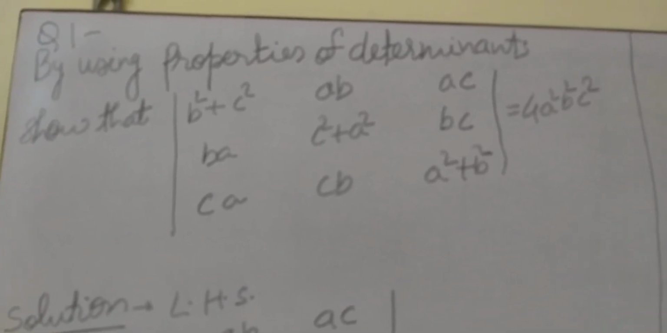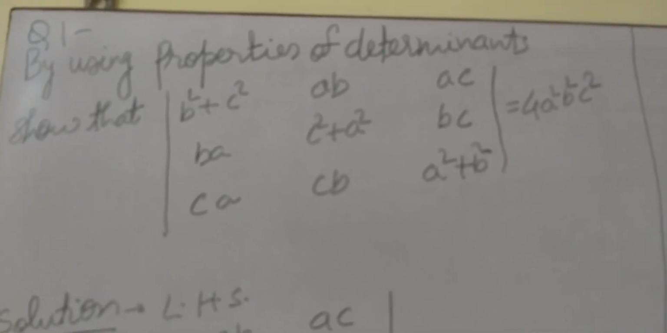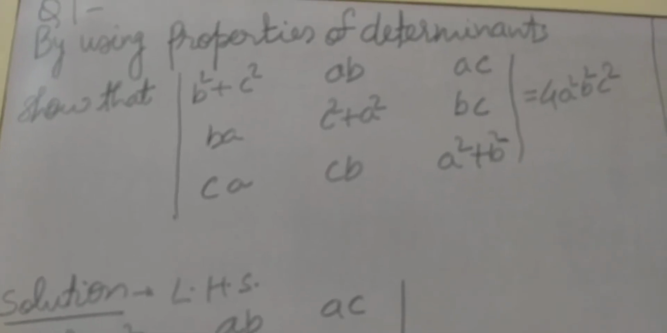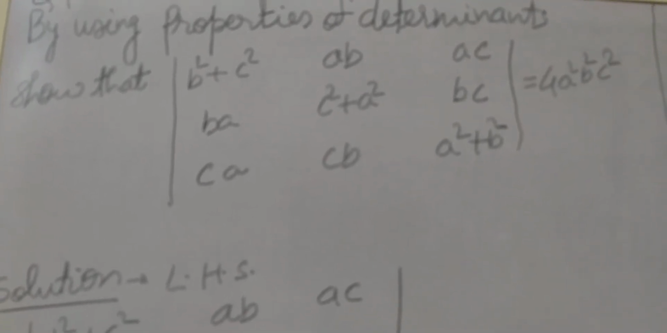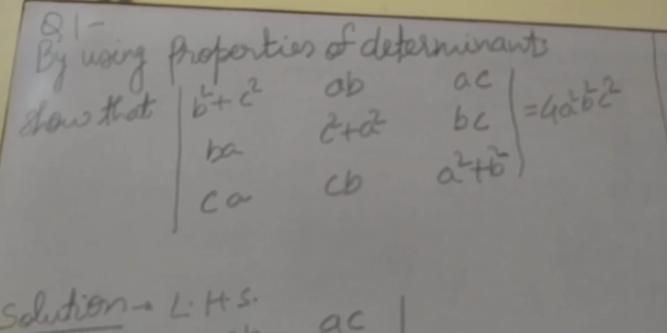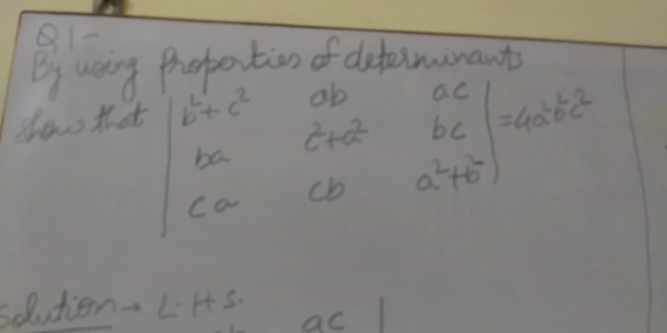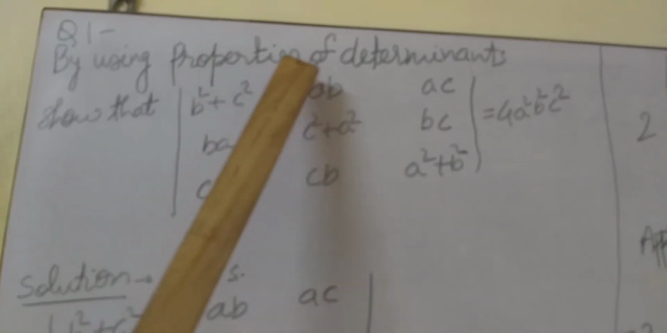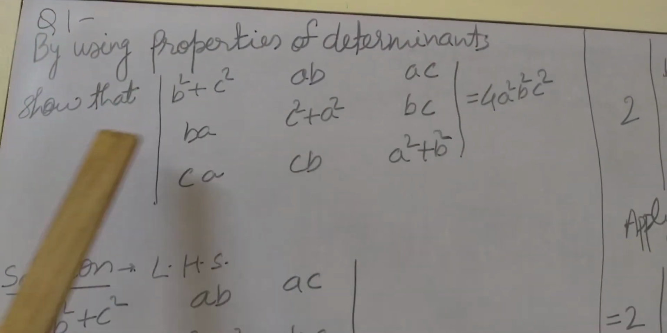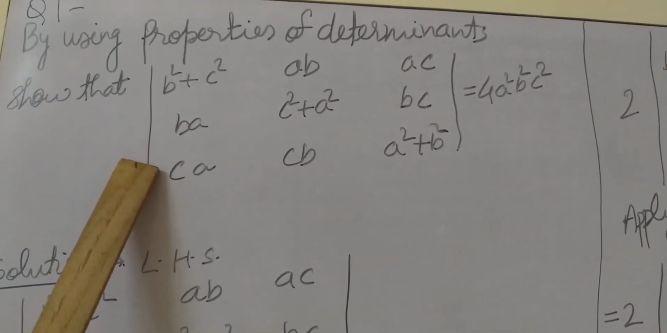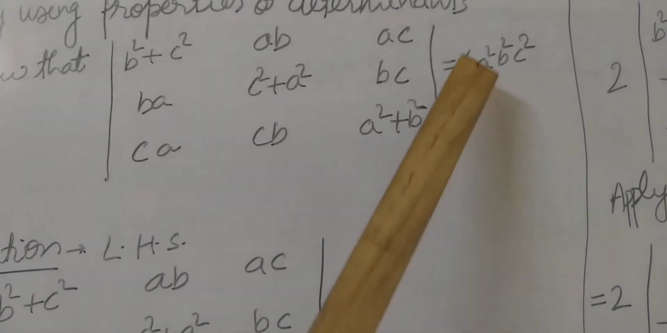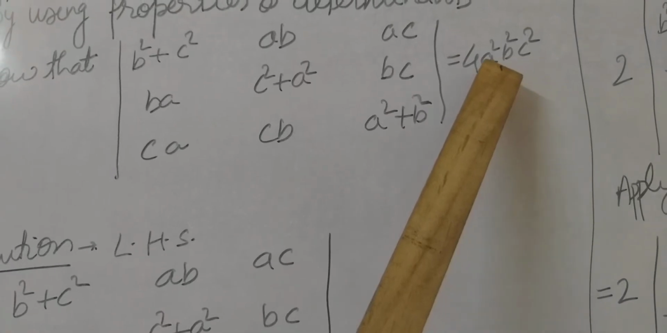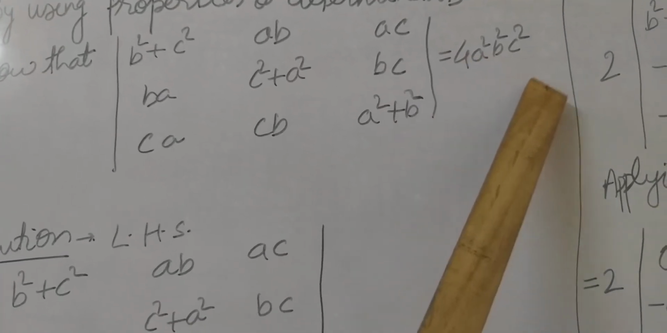Today we will solve some questions of determinants in which we will use the properties of determinants. So students, you can see, by using properties of determinants, show that this determinant, which is of order 3 by 3, equals 4a square b square c square.